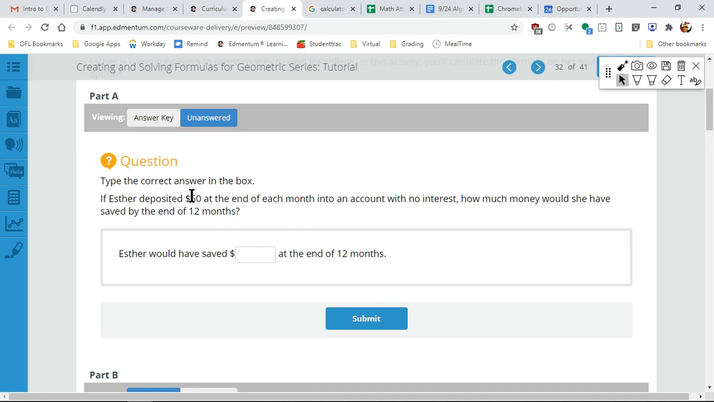$50. Oh, every month she's depositing $50. So her bank doesn't pay her interest. So we're just going to do 50 times 12, right? So in other words, it's every month, right? So it's not 50 times 12, it's 50 to the 12th power, because, oh wait, we're adding this over and over. Sum.